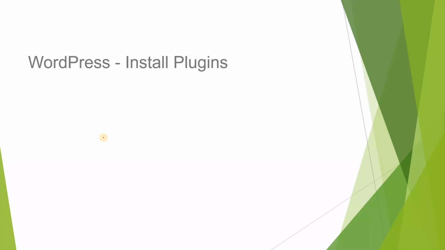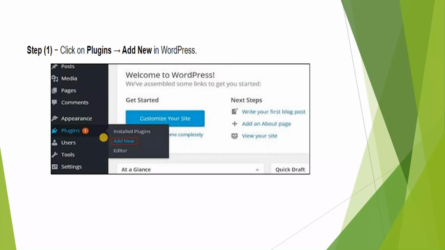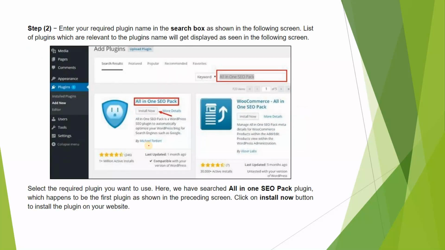For installing plugins, you have to follow some steps. First, click on plugins on the left hand side. Then go to add new for adding plugins. Then you will get a search box here. In this search box, you have to type which plugin you want to install.